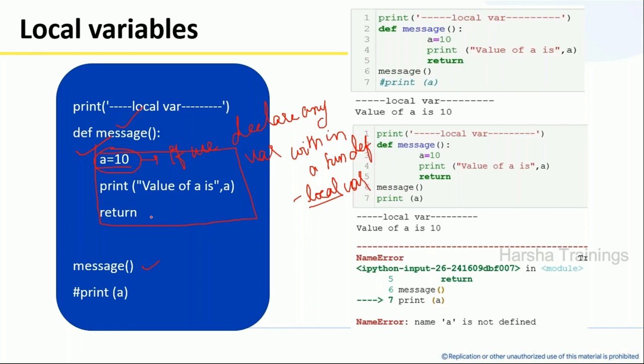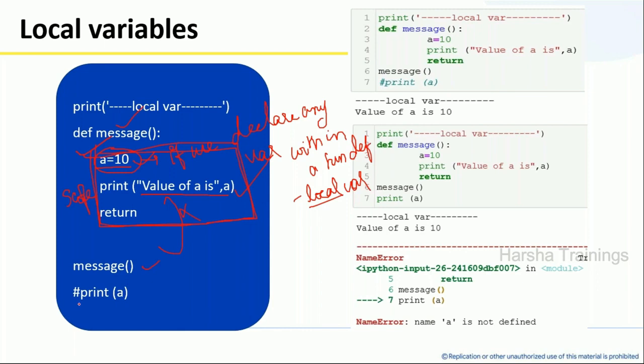Now, what is the scope of a local variable? The scope or boundary of this local variable is in this block only. I cannot access the value of a outside of this block. I cannot call it from outside. So the value of a, I can print only in this way.